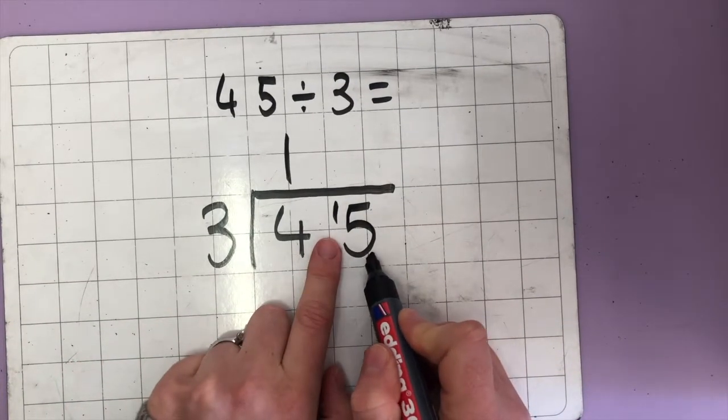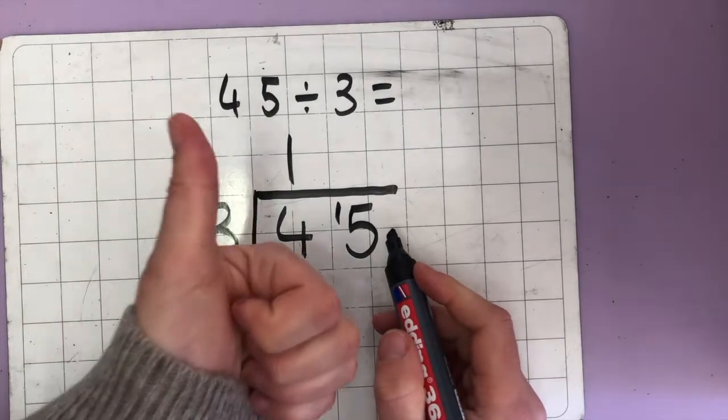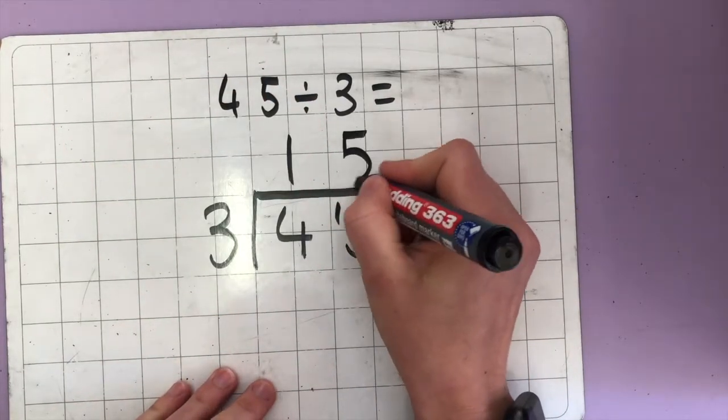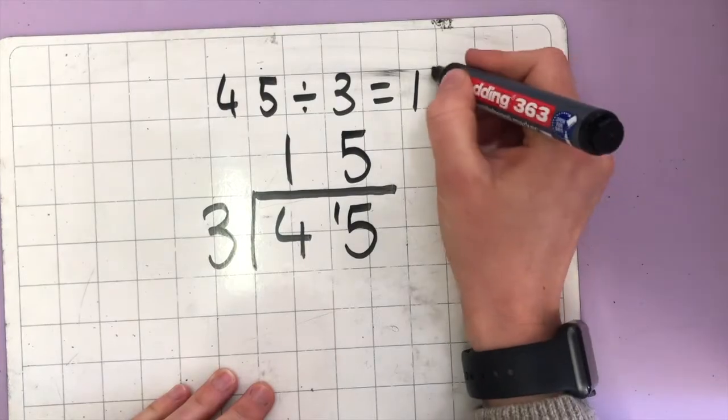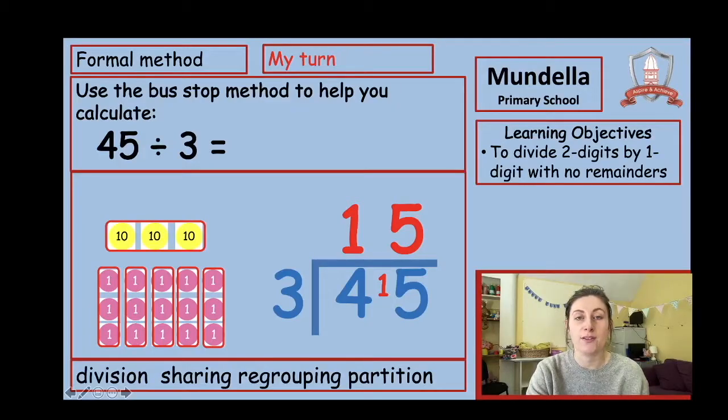So I'm going to put my leftover there. So now it is 15. So how many 3's go into 15? 3, 6, 9, 12, 15. 5. So 45 divided by 3 is 15. There we go. So I've answered the question 45 divided by 3 and it is 15.